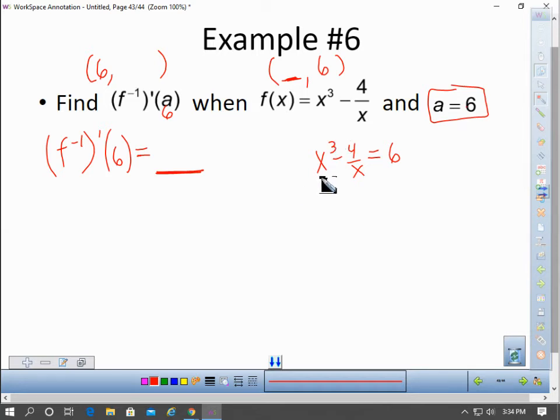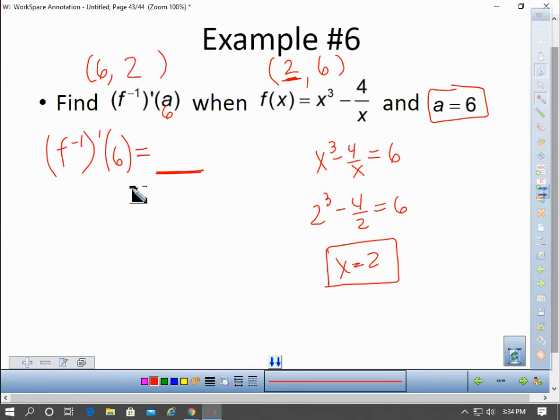Okay? If you put a 2 in there, you're going to get 6. So 2 cubed minus 4 over 2 equals 6. So that's 8 minus 2, that's 6. So x equals 2. It's not something we have to do a whole bunch of algebra on. So x is 2. Pretty easy just to figure out. So that means the x coordinate for my function is 2, which means over here the y coordinate's 2. No big deal. All right?